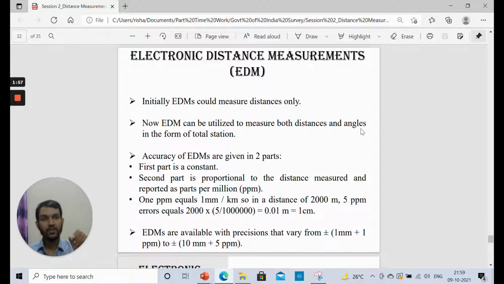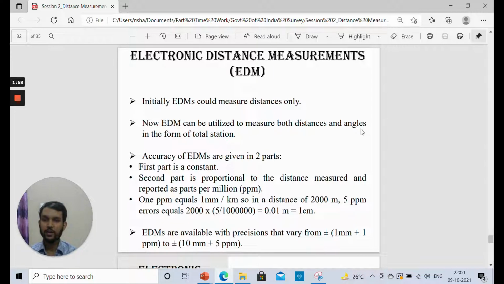The accuracy of EDM, this you also need to know, is given in 2 parts. The first part is a constant value, and the second part is proportional to the total distance we are measuring. The distance we measure with the EDM device, the second error is proportional to that distance, and it is given in parts per million. That means in 1 million units of distance, how much error will occur.